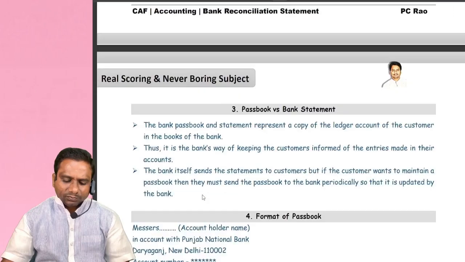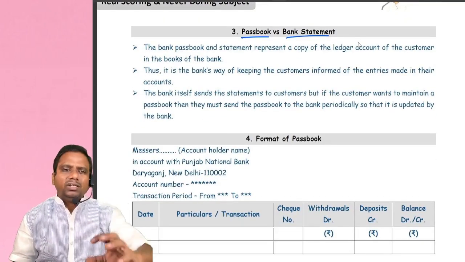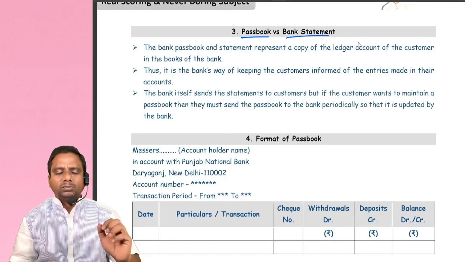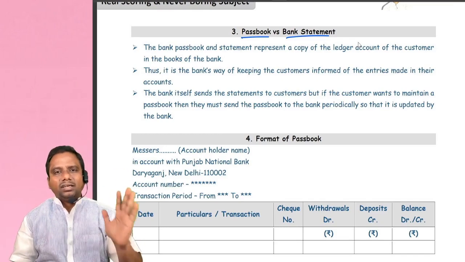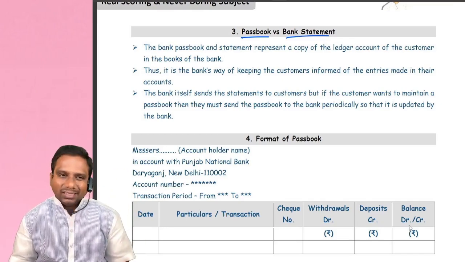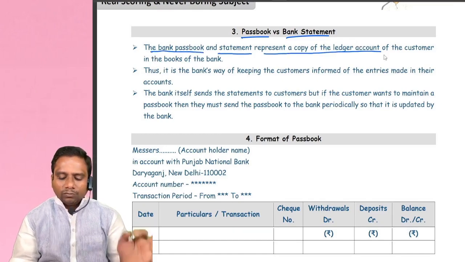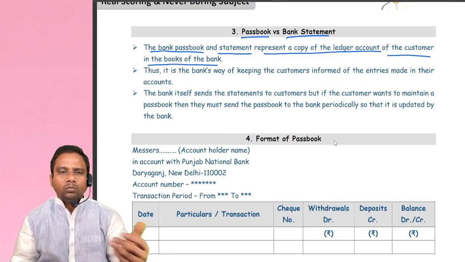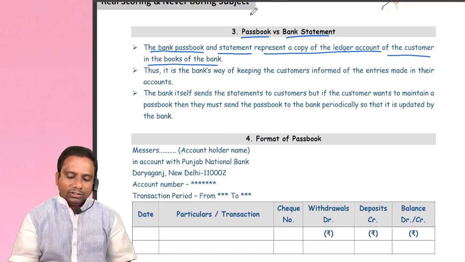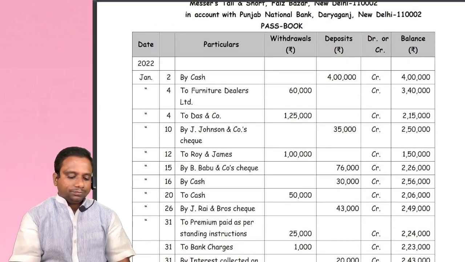Next one, passbook versus bank statement. Both have the same information: the account number of the customer, the time period for which the bank statement is rendered, and what transactions are recorded. The same details are contained in the passbook and bank statement. The bank passbook and statement represent a copy of the ledger account of the customer in the books of the bank. Whether it is a passbook or a statement, both are nothing but a copy of the ledger. You can observe here, passbook.